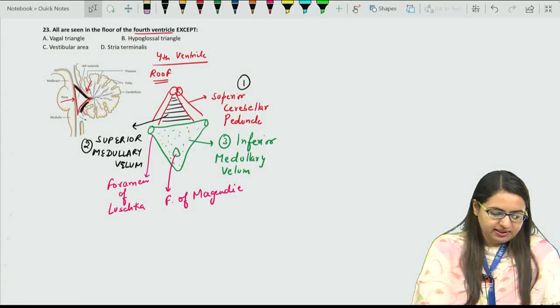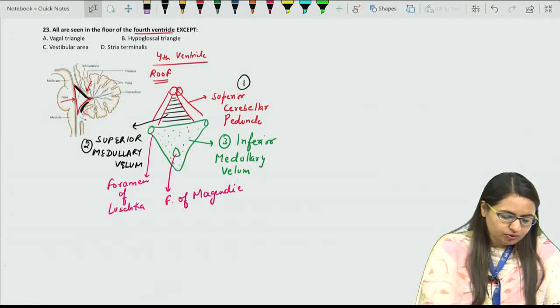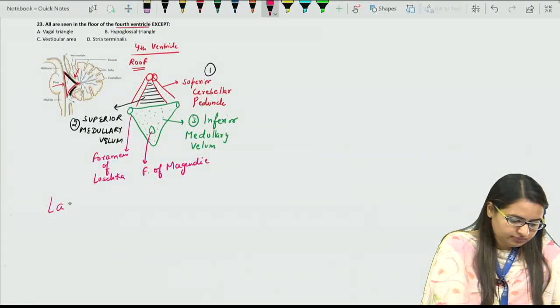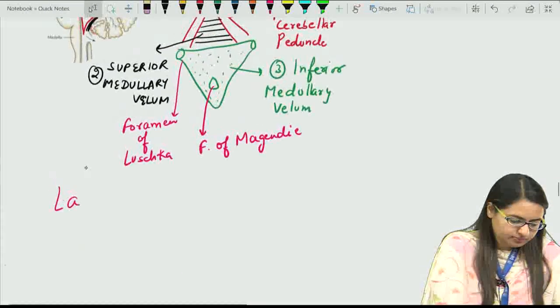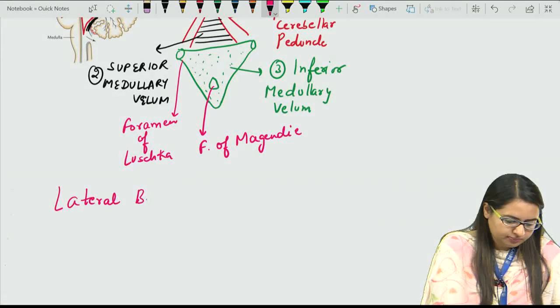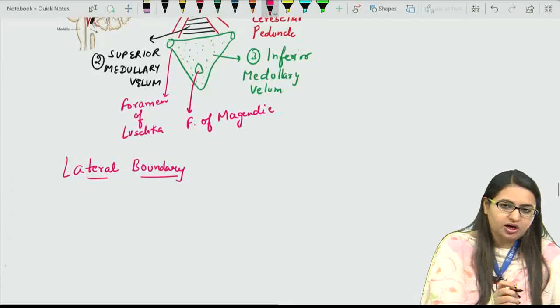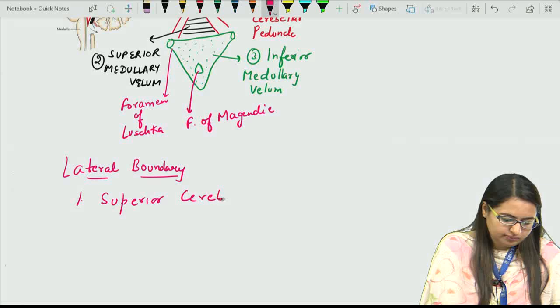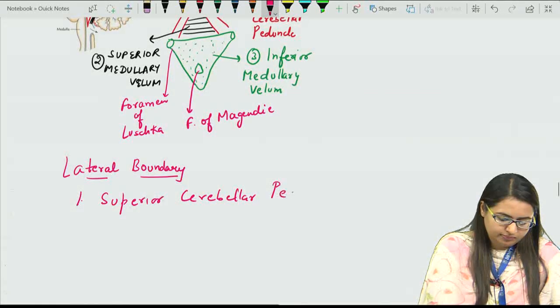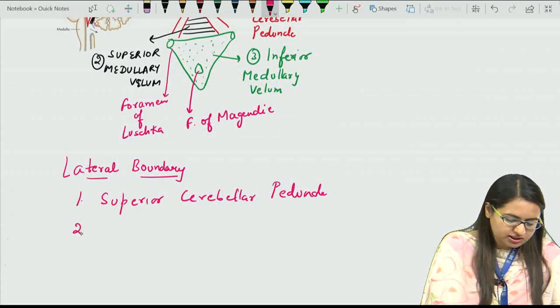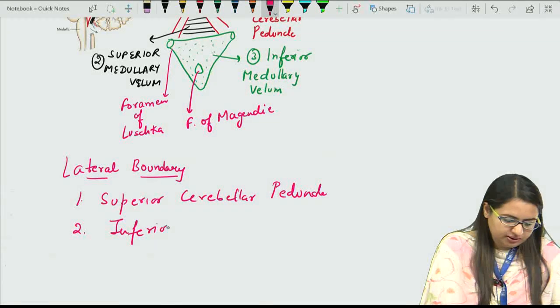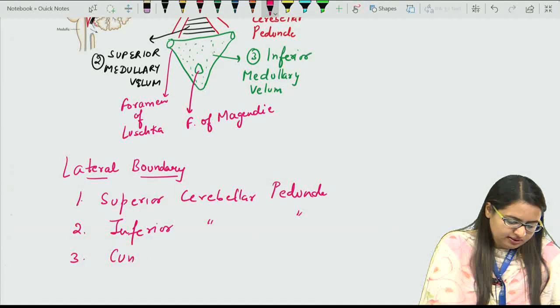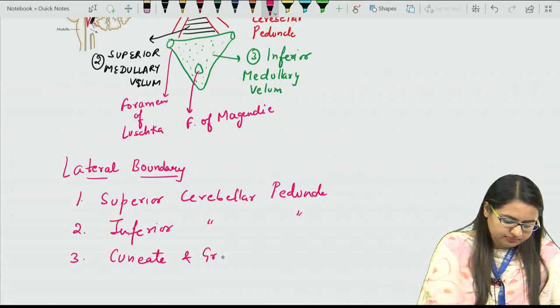Now when we talk about the lateral boundaries of the fourth ventricle, it is formed on upper aspect by the superior cerebellar peduncle. Towards the lower side, it is formed by inferior cerebellar peduncle, as well as by the cuneate and the gracile tubercle.